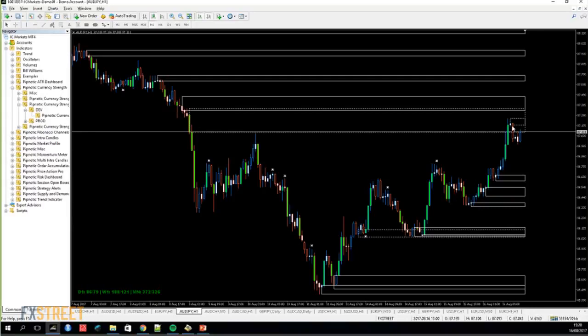So it's going to show you where they are early on, but it's not going to draw them as solid rectangles until they've been qualified. So this is kind of an early warning indicator that I like to view.